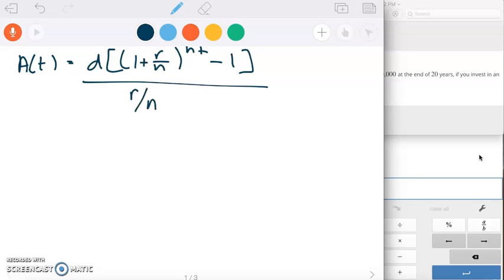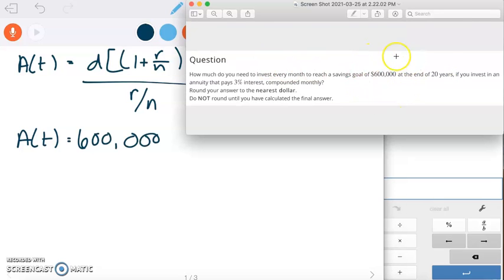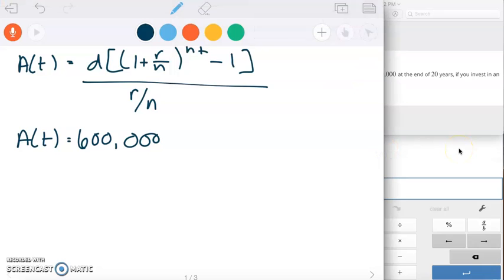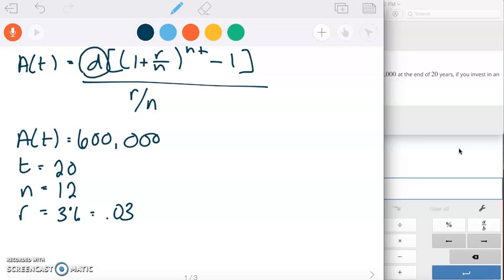So let's go ahead and identify some of the stuff that we got from our problem. We know that A of T equals 600,000. This is the amount that we want at the end. T is equal to 20 for 20 years, that's the time. N is the number of times we're investing in each of those terms, so we have 12 months, that's for monthly. R is 3%, but that's actually equal to 0.03. And that's everything we need. What we need to solve for is D.